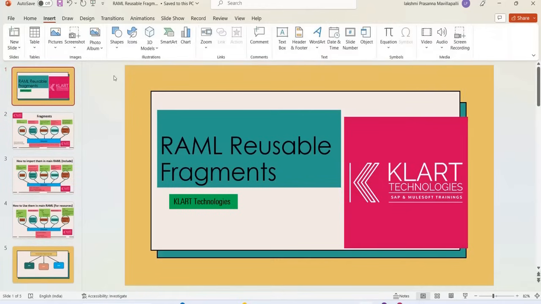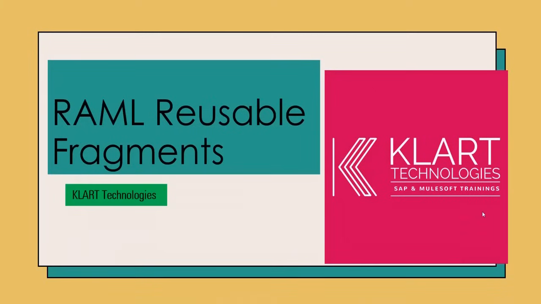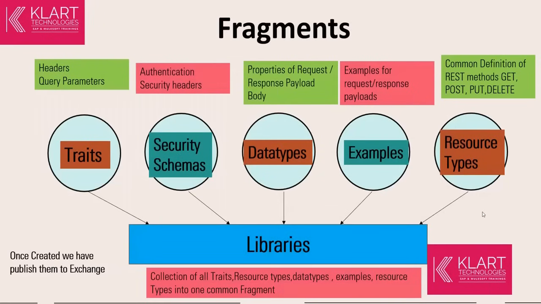Let me just maximize this. So let us see what the different fragments available in RAML are. Okay, so I have captured only a few fragments, the majorly used fragments in MuleSoft. We have one or two extra fragments in real time for RAML, but those are not useful for us. So you need to concentrate on these 5 or 6 fragments, including libraries. Let us see what is the use of each and every fragment first in this slide. Then we will see how to use this in our main RAML specification.